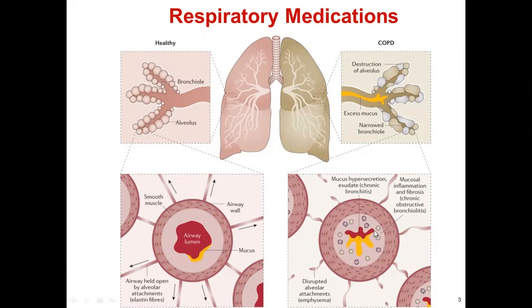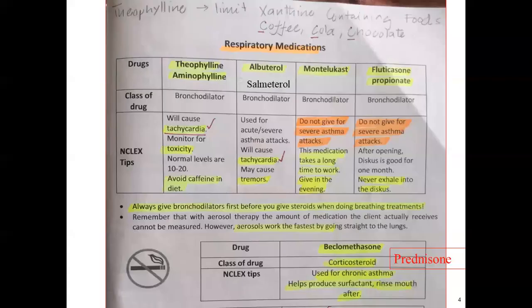Same thing here, we can see the smooth muscle is constricted, and the lumen is narrow with too much secretion, hypersecretion or exudate. It also disrupts alveolar attachment and the patient feels bronchoconstriction. So they need medication that can reduce the bronchoconstriction, reduce the inflammation and reduce the excessive secretion. So we need this group of medication, right? So let me explain.